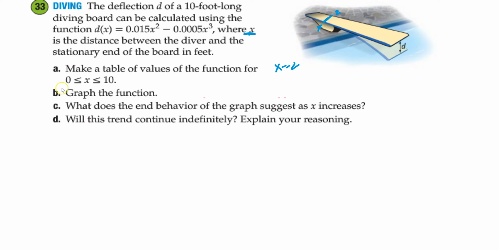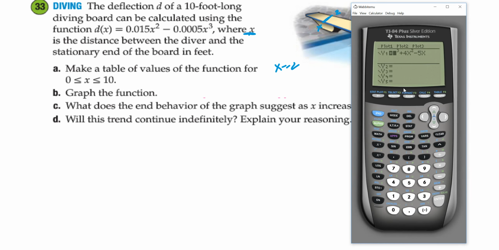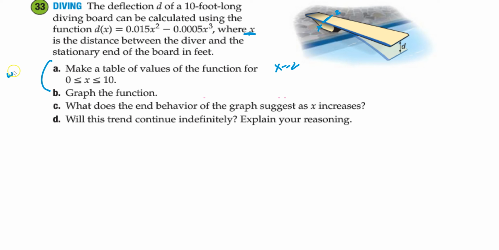Make a table of values for the function from 0 to 10. I'm not going to make you make a table of values. We could use a calculator, because if you made a table of values, you'd be plugging into your calculator anyway. So 0.15 x squared minus 0.0005 x cubed. Now they only want it between 0 and 10, so I'm going to fix my window. X min should be 0. X max should be 10.